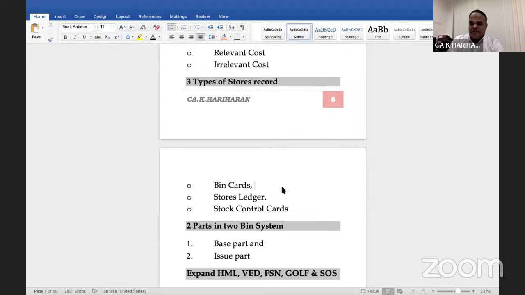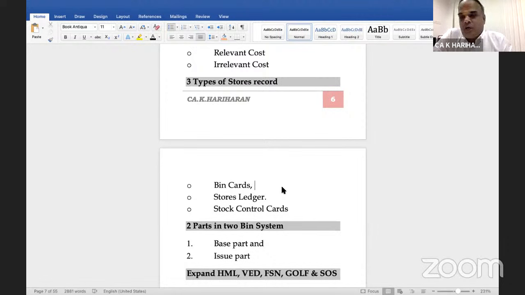Yes, recording the transaction. Yes. Next: two parts in the two bin system. Two bin, not one bin only. Two bin system represents one bin divided into two parts. It's called a two bin system.